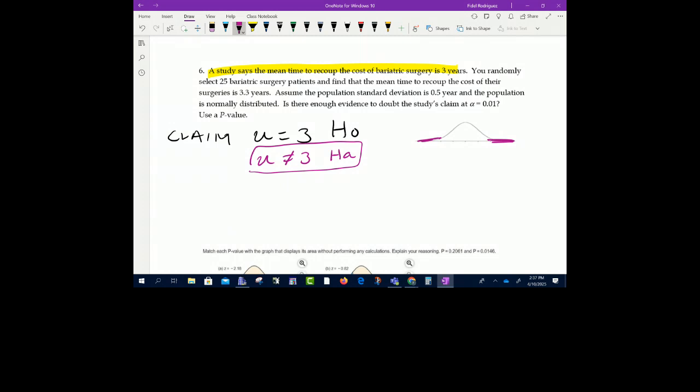So, sir, if it's equal to, like the number 3, let's say that was our Ho, so then it's not a two-tailed test? Well, yeah, because the ones we did before were either left-tailed or right-tailed, right?